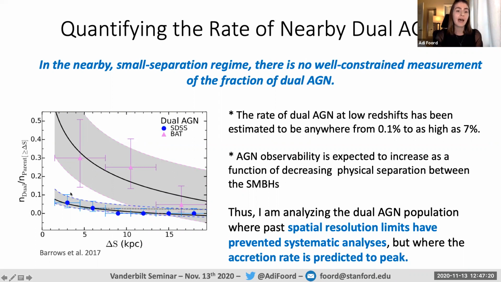But you also see for both of the surveys that there's this trend of increasing dual AGN fraction as a function of decreasing separation. If you extrapolate these trends down to separations below a kiloparsec or so, you may expect the dual AGN fraction to be as high as 10 up to 40% or so when you get down to those small separations. That's one of the reasons why this sample is so exciting, because it's analyzing the dual AGN population where past spatial resolution limits have prevented a systematic analysis, but where the accretion rate is predicted to peak.